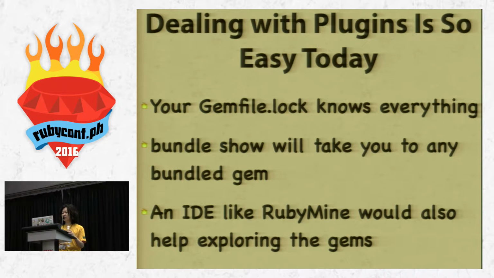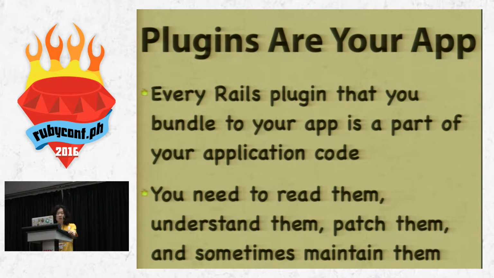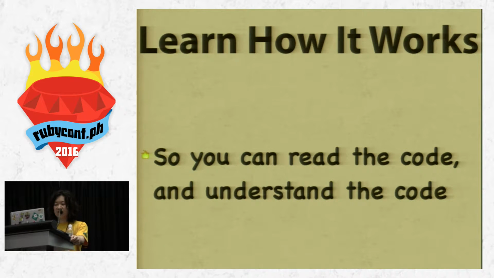So, dealing with plugins is very easy today. Just take a look at Gemfile.lock and use everything written in Gemfile.lock. And you can use the bundle show command to see which directory the plugin physically exists in. So I would say that every plugin that you bundle to your application is actually a part of your Rails application. So please read the code. You need to at least read the code and understand what's exactly happening inside the plugin code. It's a part of your application, right? So let's learn how the plugins work in order to understand what's happening inside. Okay?